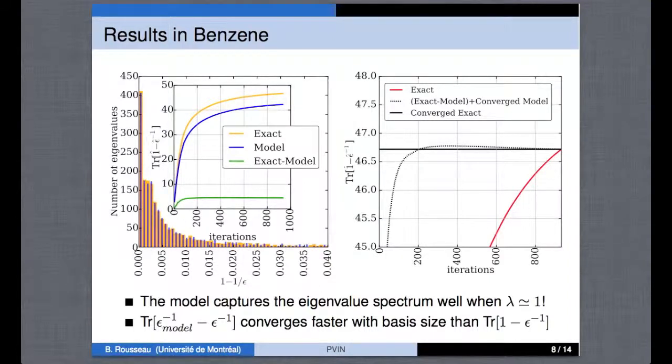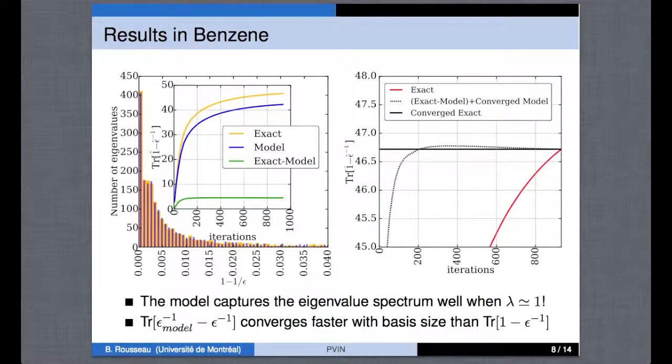In orange, you can see the eigenvalue spectrum of the actual operator, whereas in blue, you can see the eigenvalue spectrum of the model. So you can see that they lie virtually on top of each other when this value is small. At larger values of this thing, they're completely different, but that's okay because it converges very fast. This you can see in this inset.